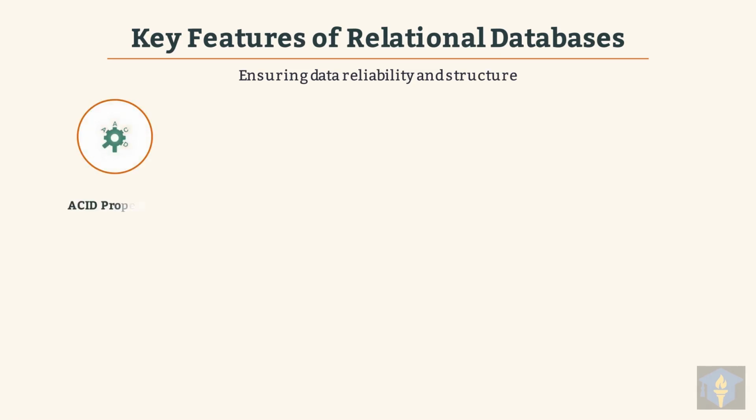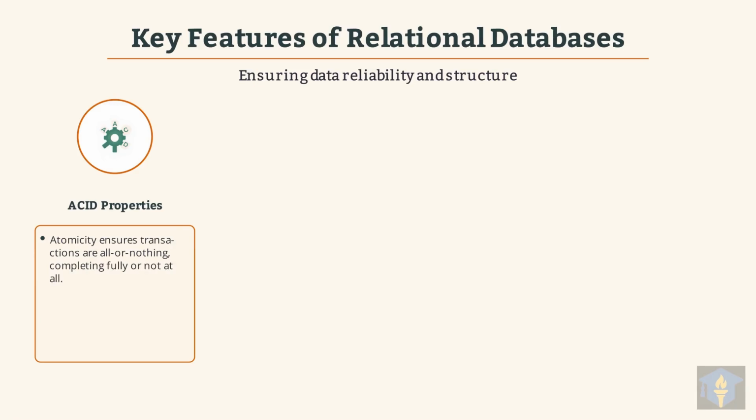First, we have the crucial ACID properties, which are fundamental for transaction integrity and reliability. Atomicity ensures transactions are all or nothing, meaning they either fully complete or don't happen at all. Consistency means data always remains valid and follows predefined rules before and after transactions.